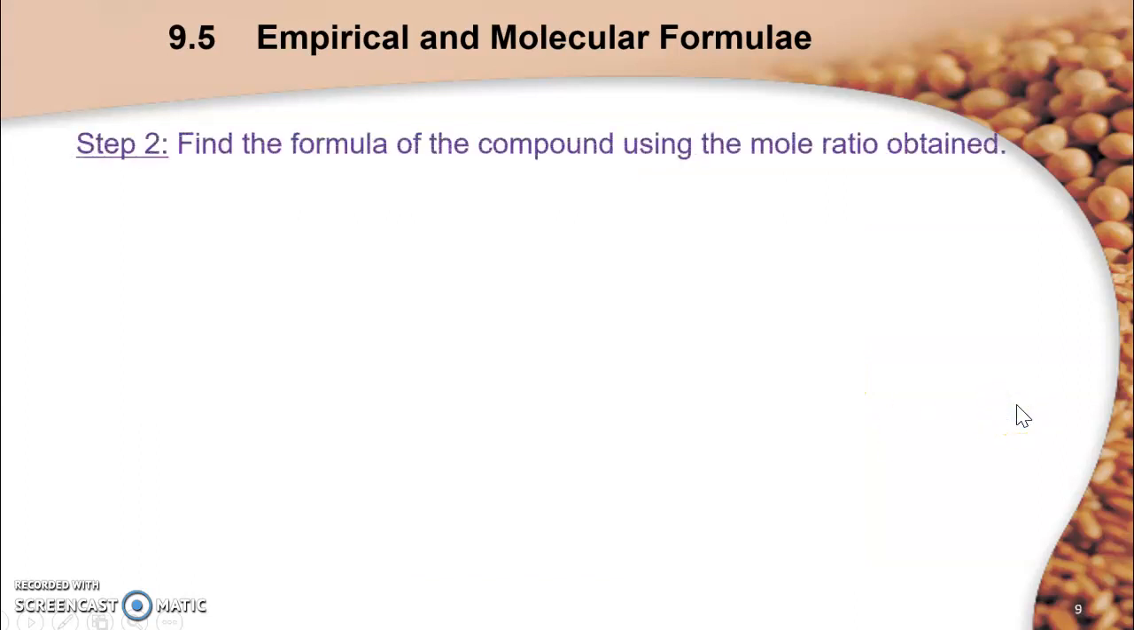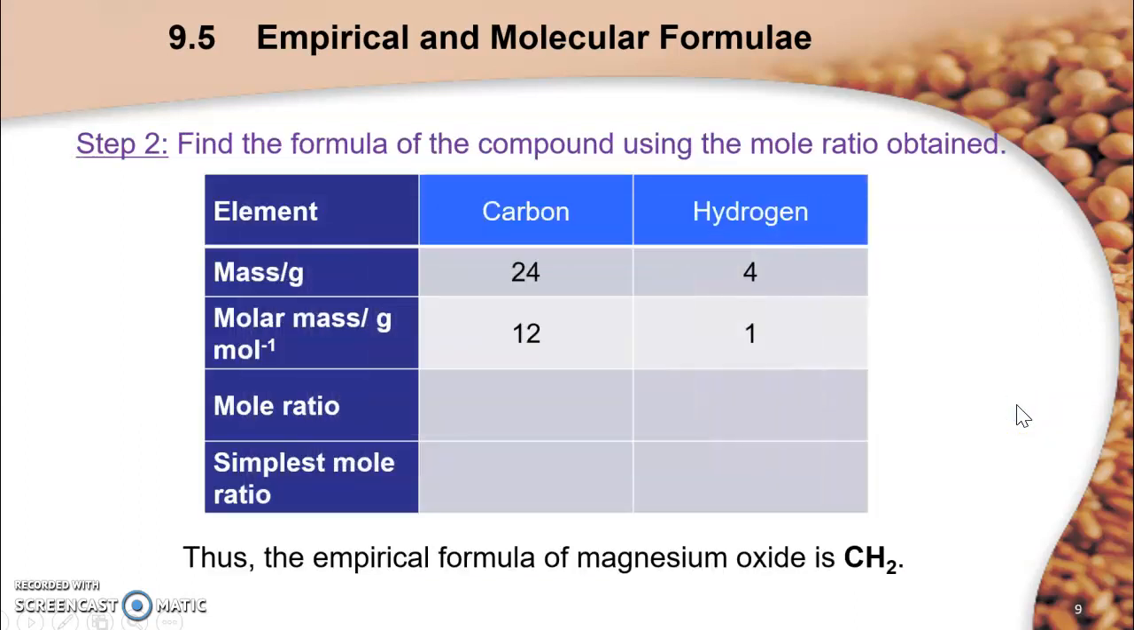Then the next step is to find the mole ratio, which you need to simplify. So 2:4, you can simplify to 1:2. Always make sure that your empirical formula, sorry, this is not magnesium oxide, this is propene. It is CH2 in this case. So please take note and make sure that you always put it in the simplest form.